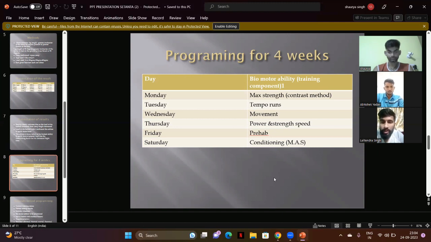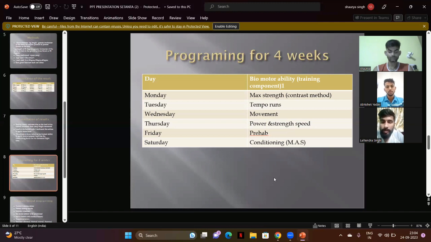So on Monday, we are going to focus on max strength, and the method used will be contrast. On Tuesday, just because he was nearly fatigued on Monday, we are going to go with the lower intensity with tempo runs, which we can call an active recovery day. On Wednesday, we are going to facilitate the movement work, which is the demand of the sport, and we are going to expose him towards the planes and motion of the sport.